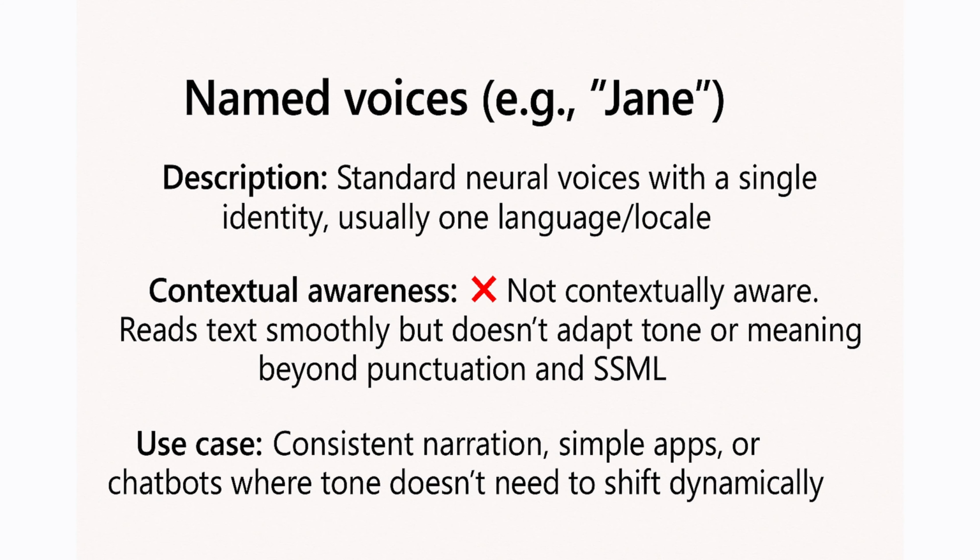So the first one is something I call named voices. This is something I made up, right? I just call them named voices because they just have one name, right? But the named voices basically are our standard neural voices, which have a single identity, and they're usually one language or locale. They are not contextually aware, so they read the text smoothly, but they don't adapt to tone or meaning beyond punctuation and SSML. Some use cases would be consistent narration, simple apps, or chatbots where the tone just doesn't need to shift dynamically.